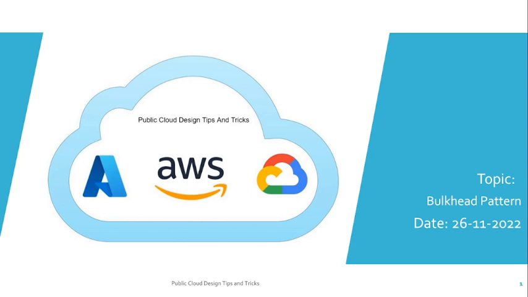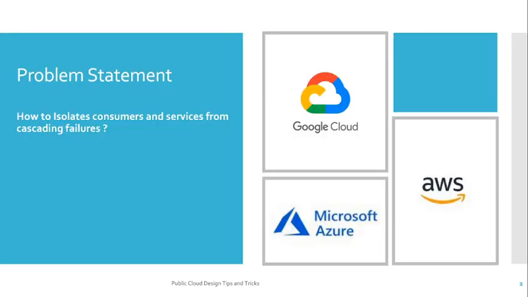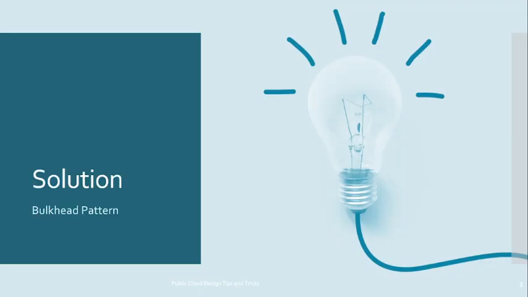Today, we are going to talk about bulkhead patterns. So the problem statement is how to isolate consumers and services from cascading failures. That means, in case of any microservice pattern, when you have multiple services and one service is failing, how do you stop the cascading of the failures throughout the ecosystem? That is the aim. And to realize this, the solution is the bulkhead pattern.